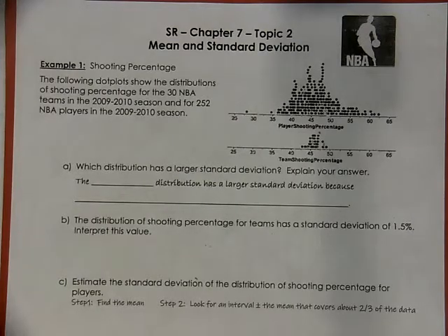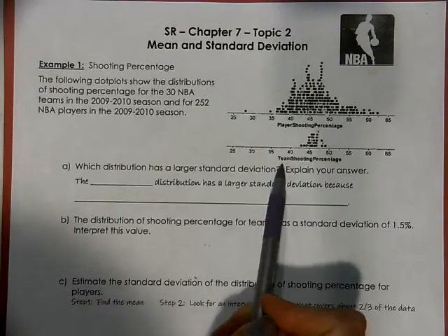Everyone. Today we are talking more about mean and standard deviation, and specifically we are going to talk further in depth about how the mean and standard deviation are affected when certain data points are added or removed or adjusted in some way, and how that affects specifically the mean and standard deviation and maybe a couple other statistics as well. So for our first example, we're talking about shooting percentage for NBA players as well as teams.